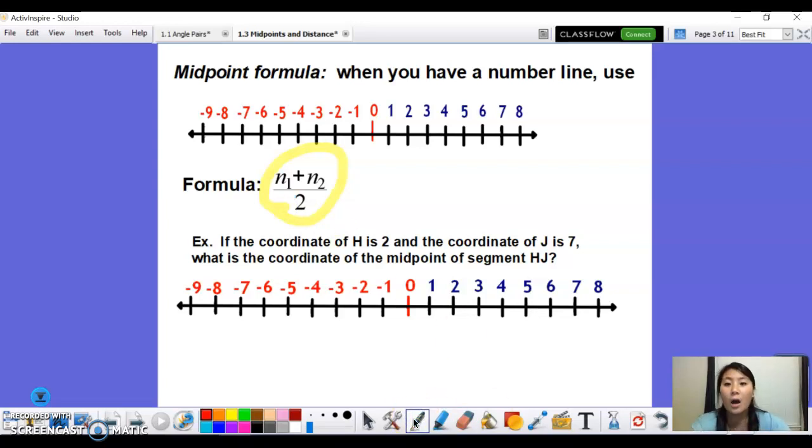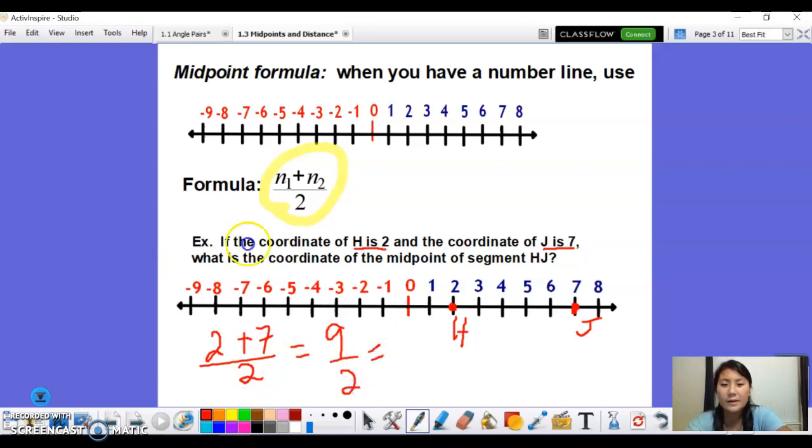So in here, if the coordinate of H is 2, we'll put H right here, and we'll say that is H. And then the coordinate of J is 7. So we'll put a little point there, and that's going to be J. If we want to find the midpoint, we're going to go ahead and use this formula in order to do so. So we're going to do 2 plus 7 divided by 2. 2 plus 7 is going to give us 9, and 9 divided by 2 is going to give us 4.5.